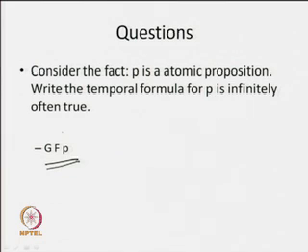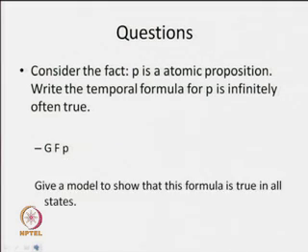It is not like Gp. If I say that globally P is true, it is different, and infinitely often it is true means it is not always true, but infinitely often it is true. It is coming true after some instance of time. So, that is why we are saying that globally Fp holds. So, infinitely often it is true. Now, can you give a model for this particular statement, since globally infinitely often it is true?